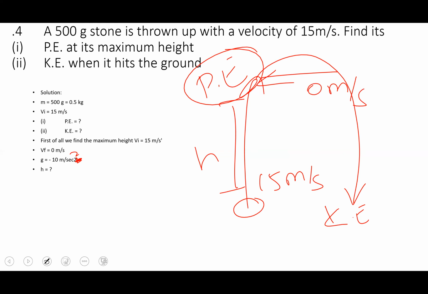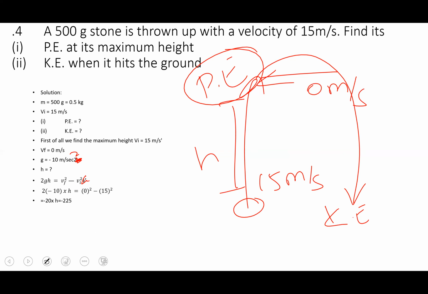So h we have to find out. So we are using the third equation of motion, which says 2g h is equal to vf square minus vi square. Moving on, putting in the values, 2 into minus 10 into h is equal to 0 square minus 15 square.